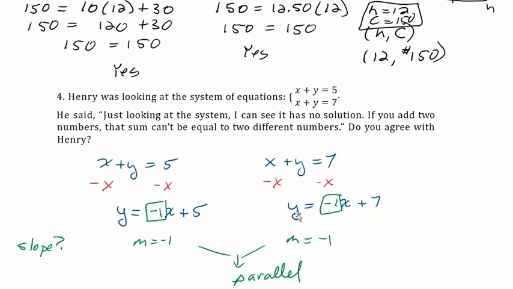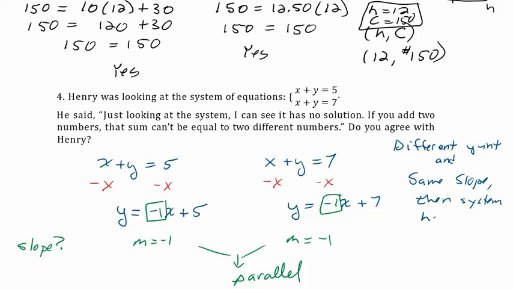So if you see two lines that have the same slope, their system is going to have no solution, assuming they have different y-intercepts, which for you, most of the time, that will be. So let's just write that down and then we'll wrap this up. So if two lines have different y-intercepts and the same slope, then the system has no solution because the lines are parallel. Excellent.